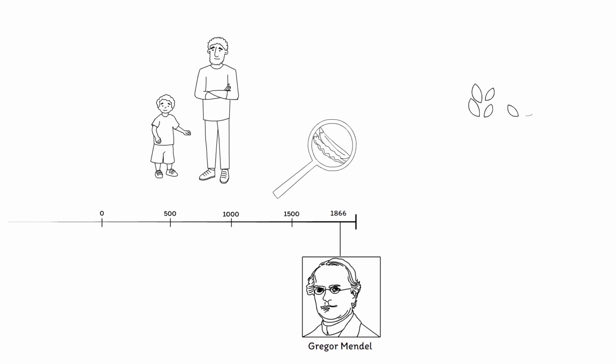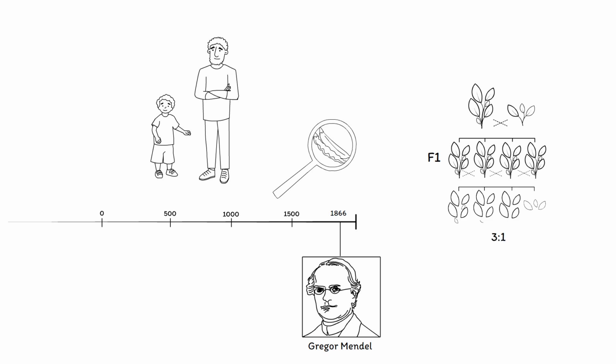By crossing plants with a distinct characteristic, for example, a tall plant and a short plant, he noticed something interesting. All plants of the first generation were tall. When these plants of the first generation were self-pollinated, however, a 3-to-1 pattern arose in the second generation: 3 tall plants for 1 short plant.